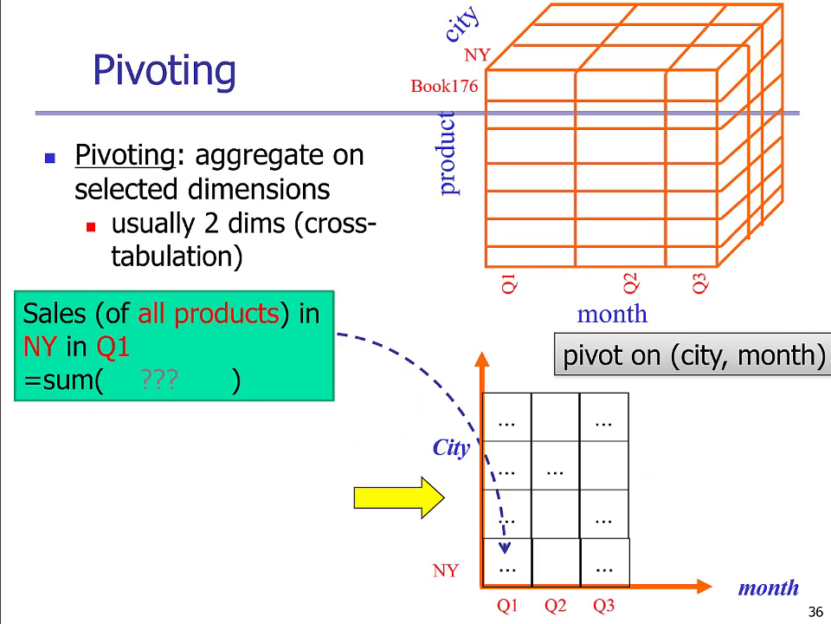Okay, so the next operation is pivoting. There are 2 kinds of pivoting.